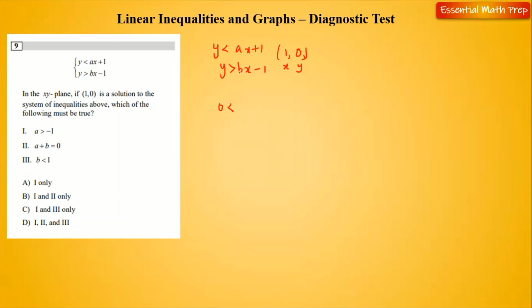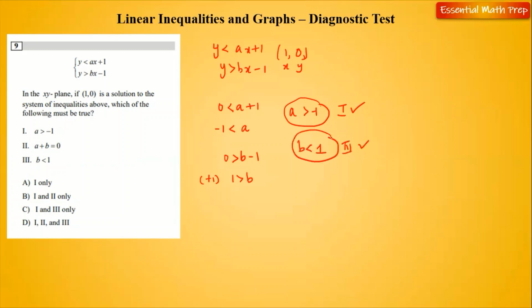0 less than a times 1 plus 1, so a plus 1. If you add negative 1 on both sides, it's negative 1 is less than a, or a greater than negative 1. We were able to achieve that, so option 1 is true. Similarly, let's substitute this into the second expression. So 0 greater than b minus 1. Let's add plus 1 on both sides, which would give you 1 greater than b, or in other words, b is less than 1. So option 3 is correct as well, right?